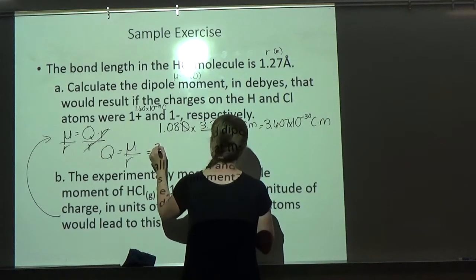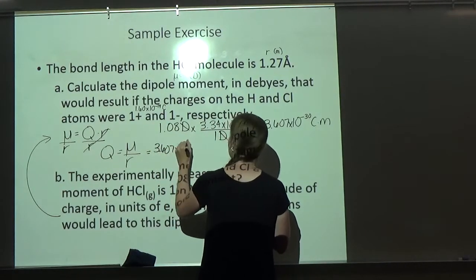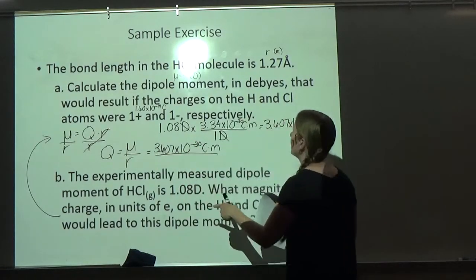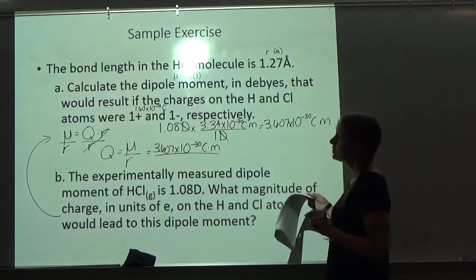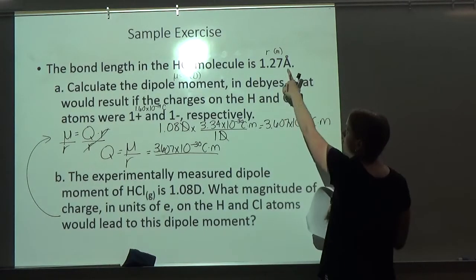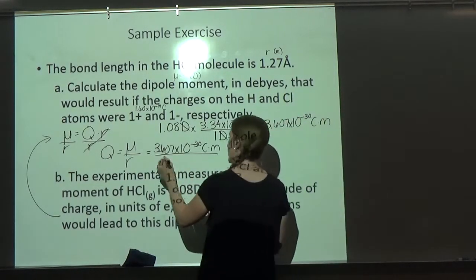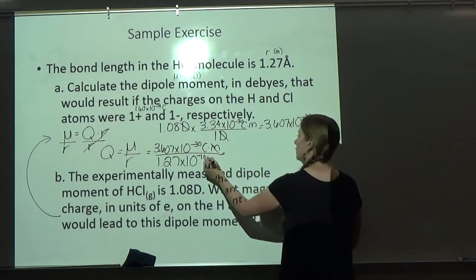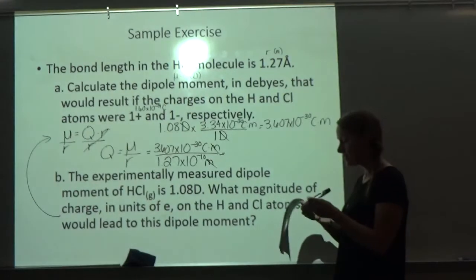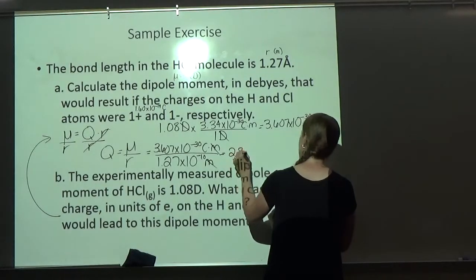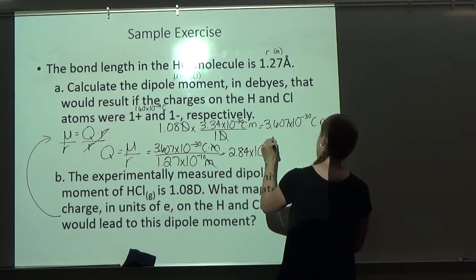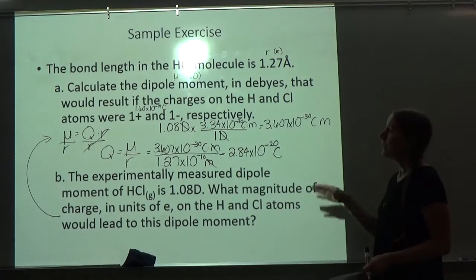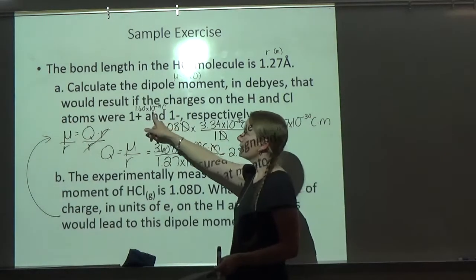So I plug that in, 3.607 times 10 to the negative 30 coulomb meters. And then I can divide by my distance, which remember we already changed to meters. I erased it now. It was 1.27 times 10 to the negative 10 meters. So if you look, your meters cancel. All right, so I divide, and I end up getting 2.84 times 10 to the negative 20 coulombs. Now this is where we're going to use this right here.